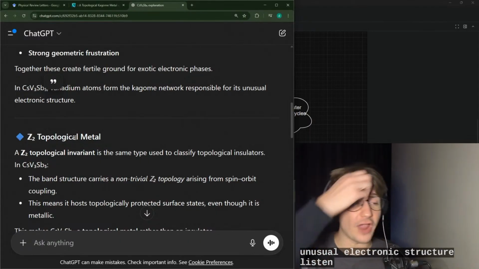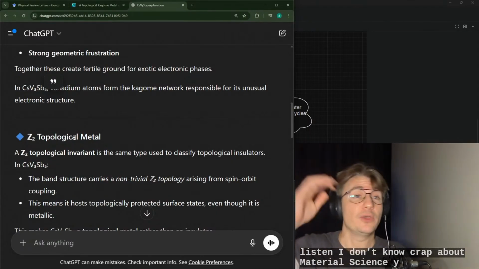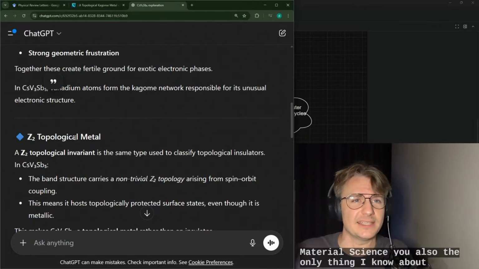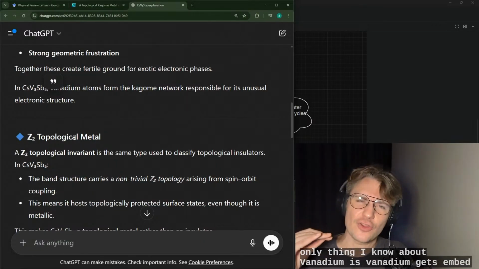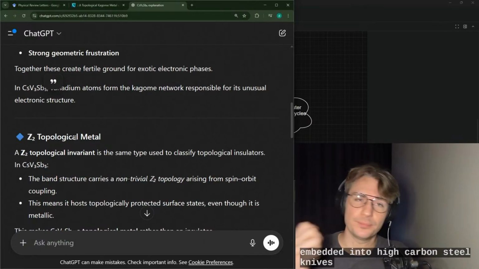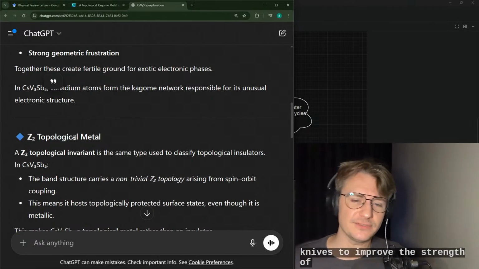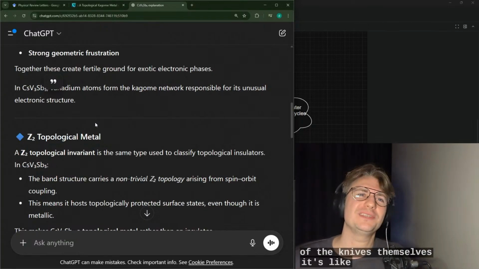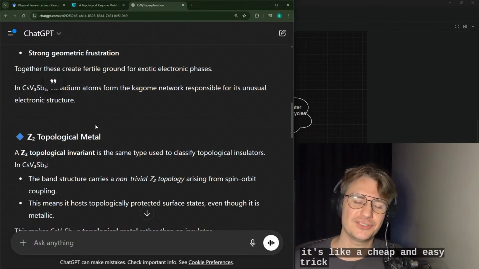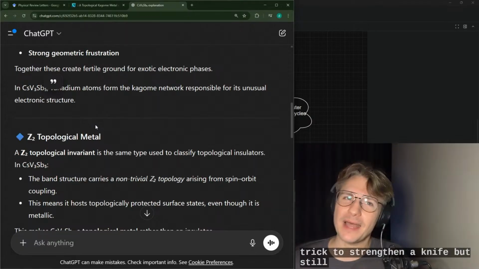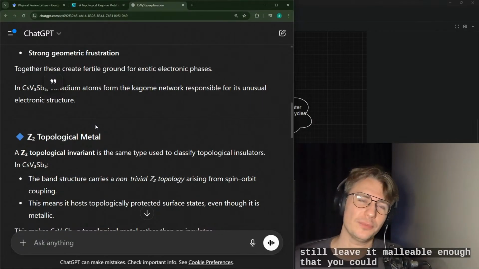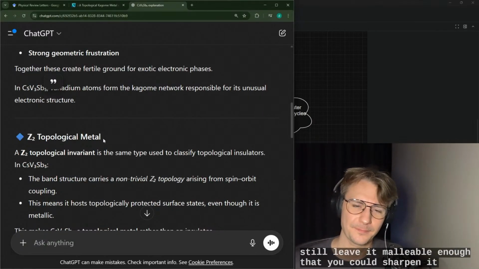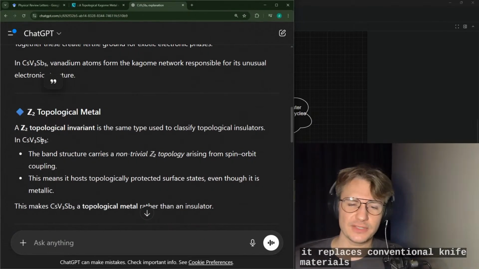Listen, I don't know crap about material science, y'all, so the only thing I know about vanadium is that it gets embedded into high-carbon steel knives to improve their strength. It's a cheap and easy trick to strengthen a knife, but still leave it malleable enough that you could sharpen it. Okay, so what do we have here?